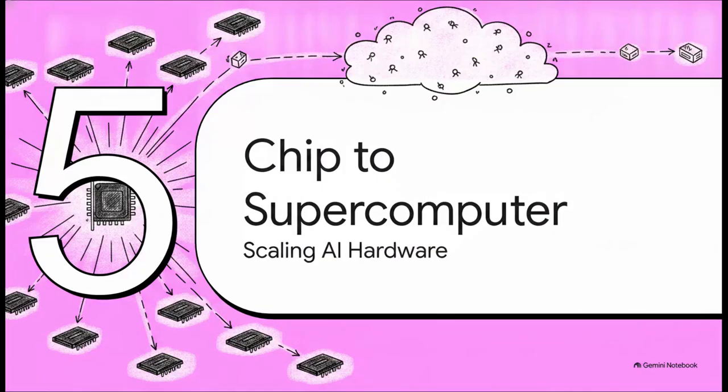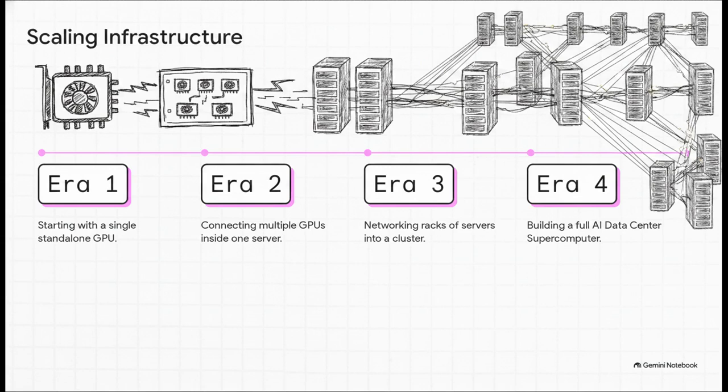All right, zooming out now to Section 5, from chip to supercomputer, scaling AI hardware. Here's the thing. When an AI model completely outgrows a single chip, we have to scale up, big time. We take multiple GPUs and connect them inside a single server using lightning-fast networking. Then, we connect racks and racks of those servers together to form a massive cluster. Ultimately, we network thousands of those clusters to create entire distributed AI data centers. Basically, we're building a massive, unified supercomputer out of thousands of individual graphics chips.